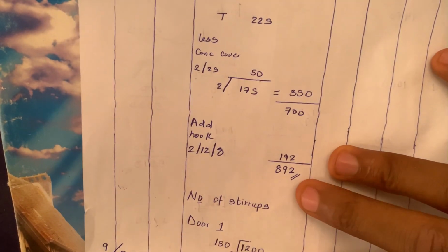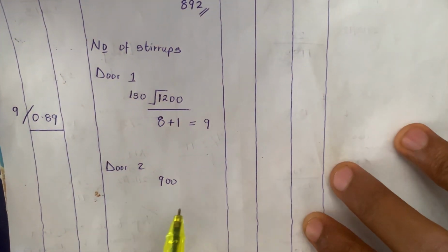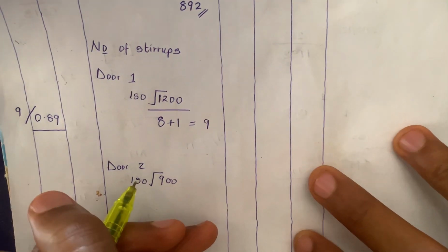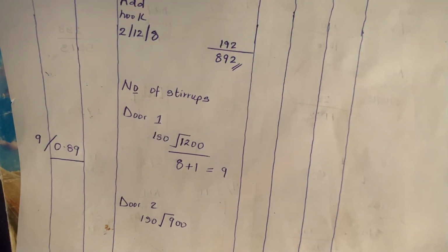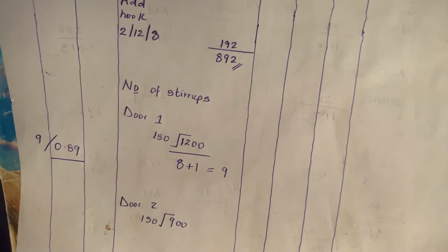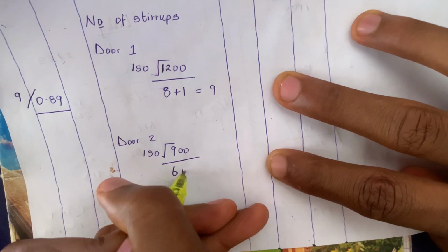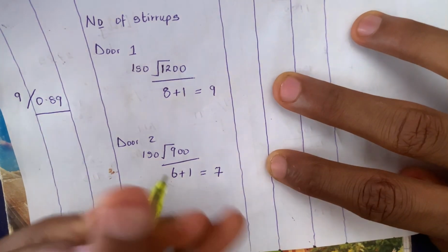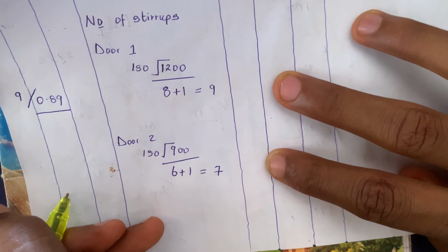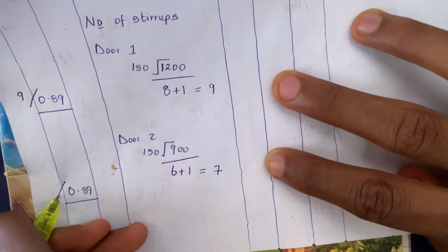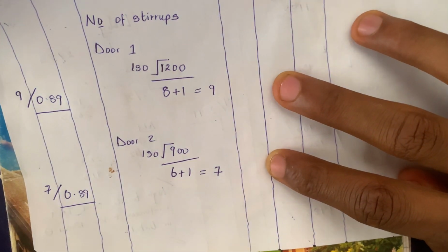We move towards door two. So the length of the reinforcement is 900. Then we divide it by 150, and that will give us 6. So it will be 6 plus 1, and that will give me 7. So we book 0.89, times it by the number, which is 7.